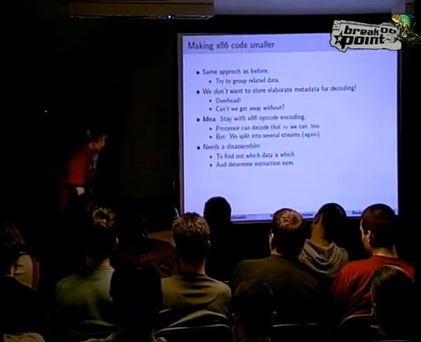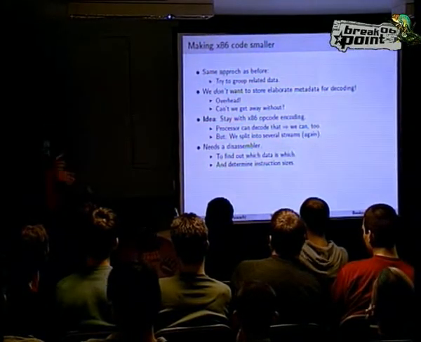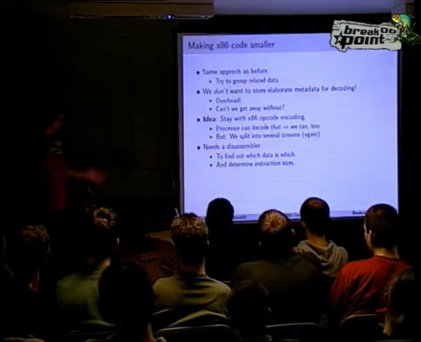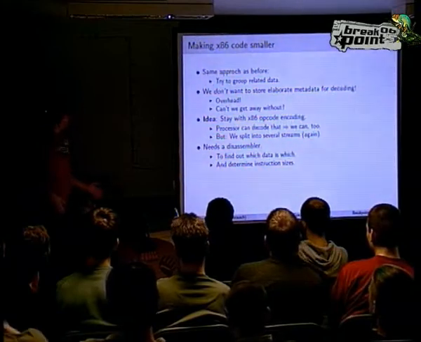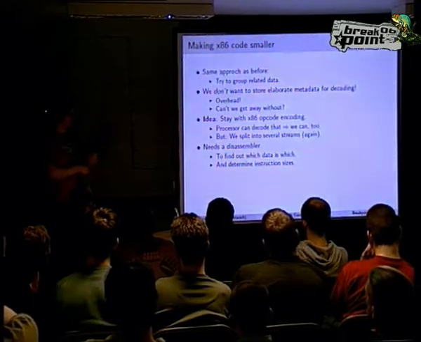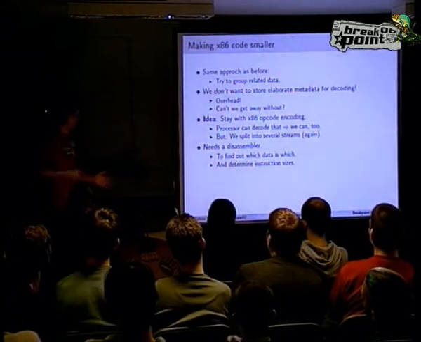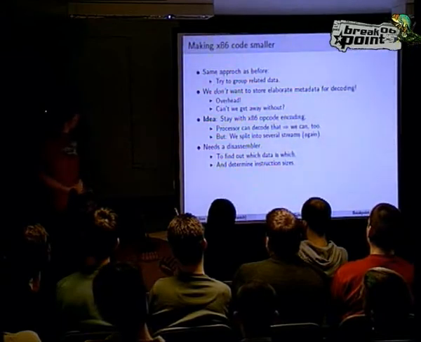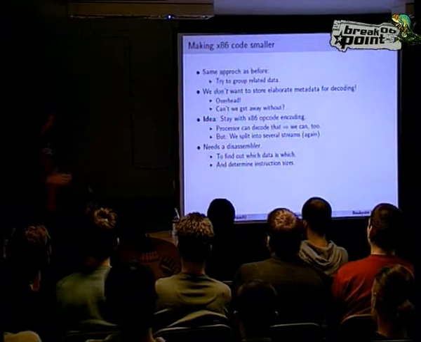Well, I wouldn't be mentioning this if you couldn't, but you try to stay with the basic opcode encoding, because the processor can decode it, so we can too, and it also means that we don't have to do any additional processing after the reordering stage. We don't have to translate that back into executable code again. After we've undone the reordering, you can just jump into it and execute it. But we try to split it into several streams.